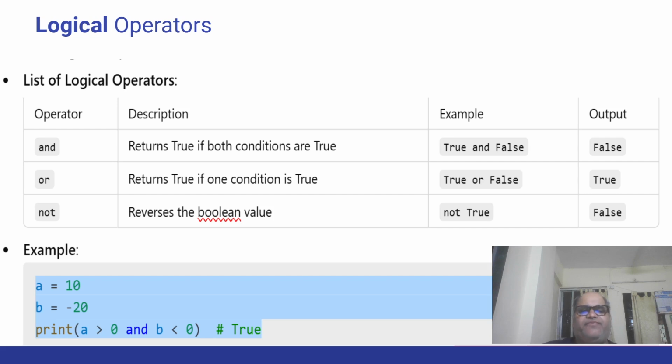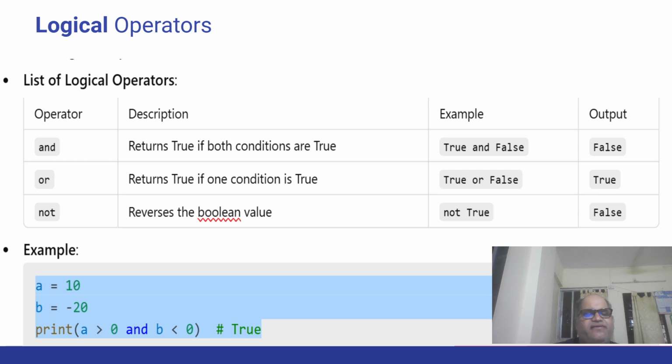So and returns true if both conditions are true. So true and false will be false. False and false will also be false. Only true and true will be true. In case of or, if even one of them is true, so either true or false, false or true, or true or true, all of that will evaluate to true. Only when you have false or false, that will evaluate to false. And not will be the opposite of whatever you are applying. This reverses the Boolean value.